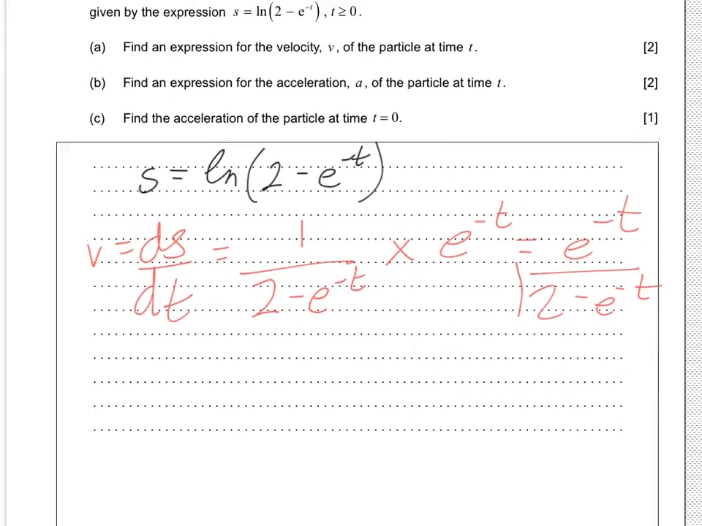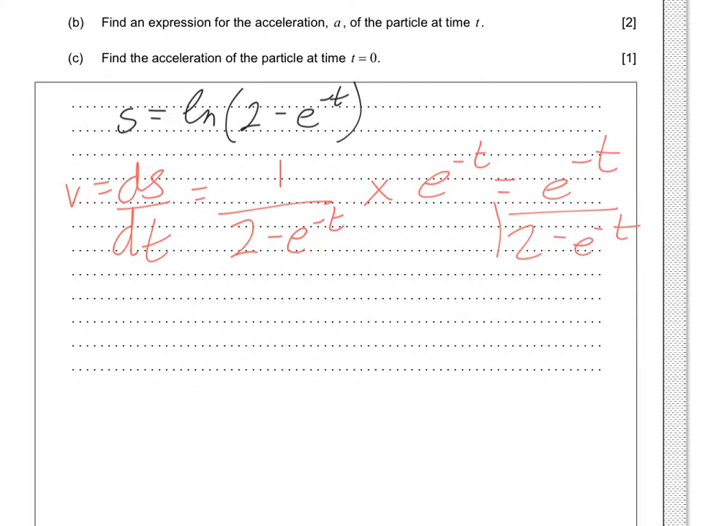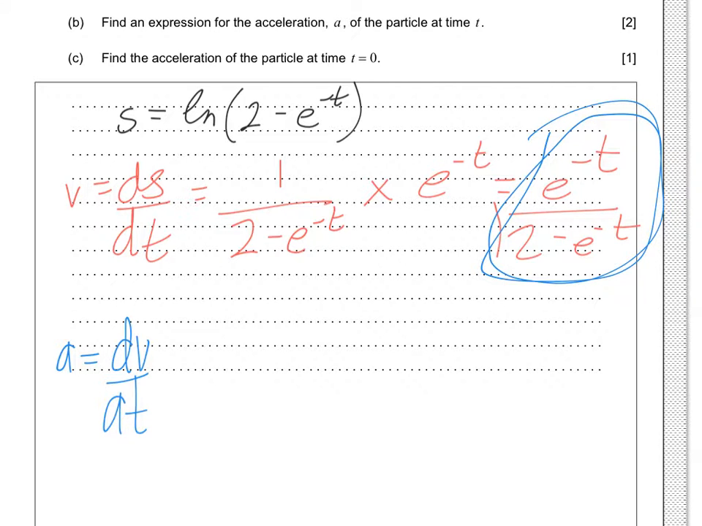Part B. Find an expression for the acceleration of the particle at time t. Well, acceleration is the velocity differentiated. It's a cleverly constructed question because part A has made you use the chain rule, and part B is going to make you use the quotient rule, ideally. So we've got this function here that we're differentiating, e to the minus t over 2 minus e to the minus t. So that means u is the numerator, e to the minus t, and v is the denominator, 2 minus e to the minus t.